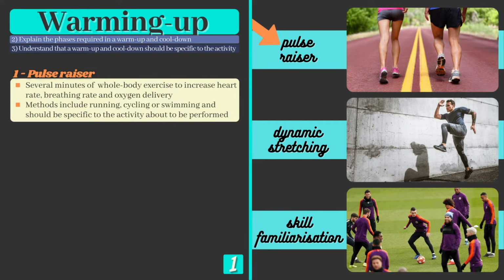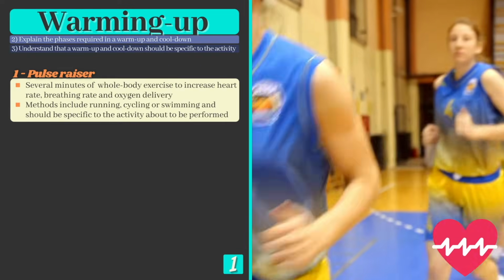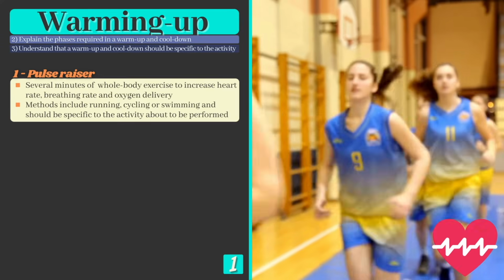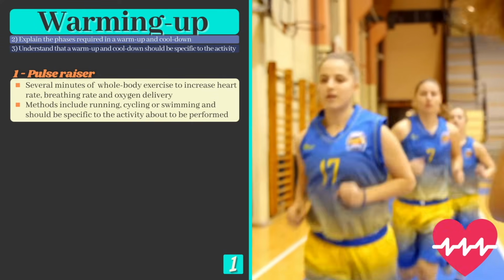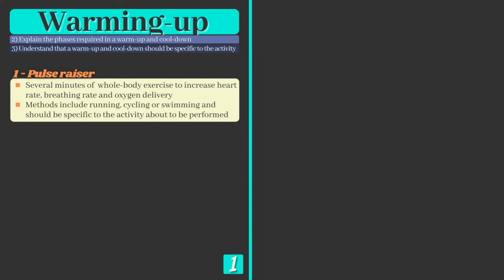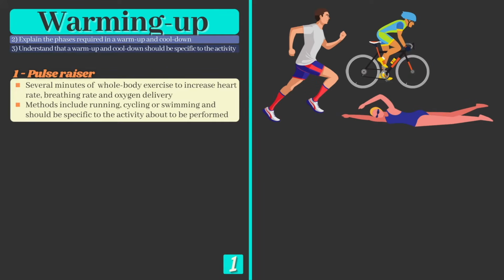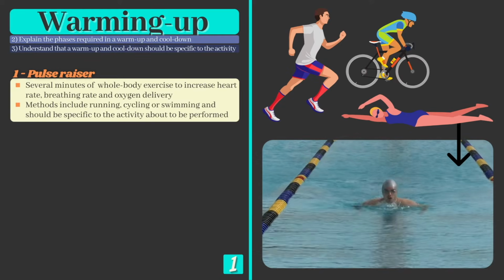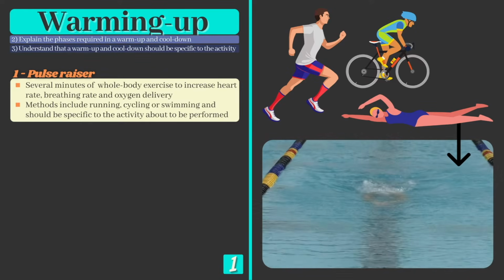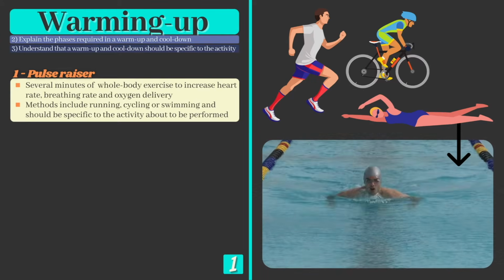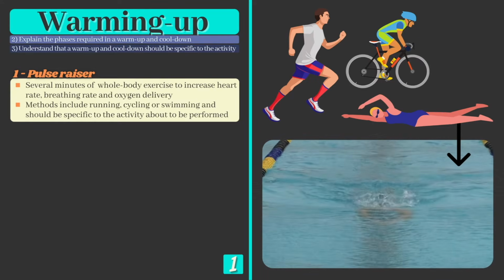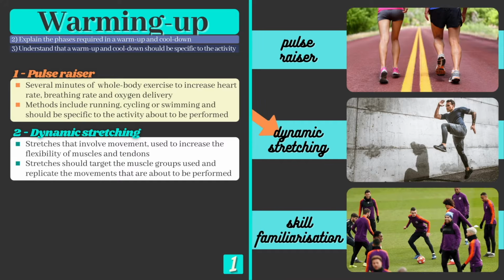Phase 1, pulse raiser. When preparing for exercise, it's essential to begin with a pulse raiser, the main function of which is to increase your heart rate. An effective pulse raiser involves performing whole body activities such as running, cycling or swimming for several minutes. The method chosen should be specific to the activity you're preparing for, explaining why you won't see cyclists warming up in a swimming pool.